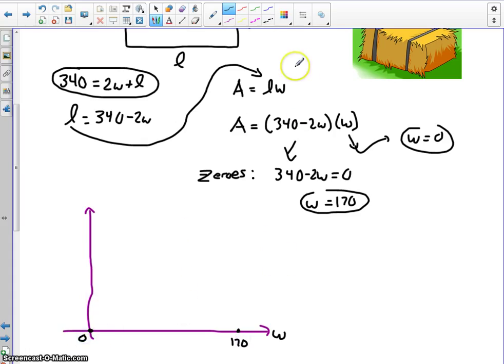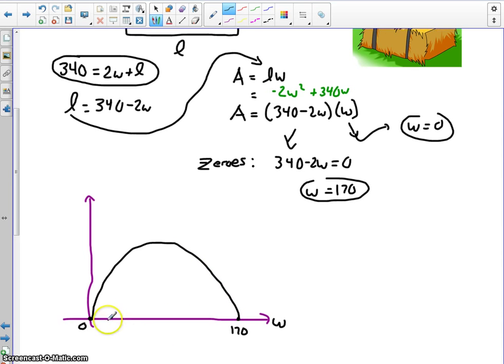Well, again, remember, you can't always necessarily tell from factored form, but if you were to expand this out into standard form, I'd see up here that I'd have negative 2w squared plus 340w. So looking at that a value in standard form, I can see right away I'm going to be opening down. So my graph's going to look something like this.